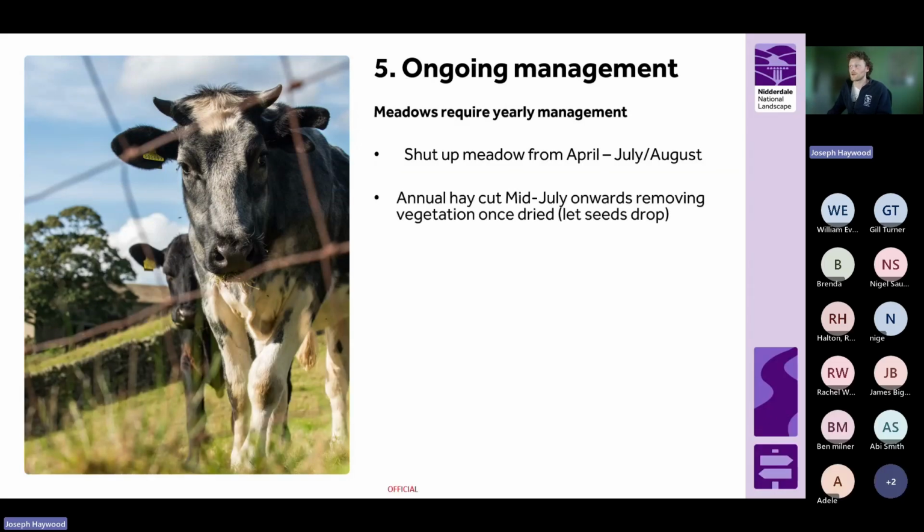Then you take your hay cut from mid-July onwards, removing the vegetation once dried, and that lets the seed drop. If you've left it as late as mid-August, I would think the seed's already dropped. But if you're doing it in your garden, mow your area and then shake your mown vegetation to get the seeds out. Then we're doing that aftermath grazing in late summer, trampling in the seeds a little bit more and removing a bit more of that nutrient.